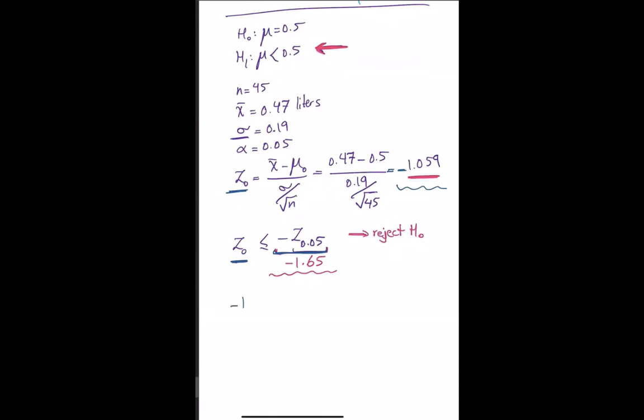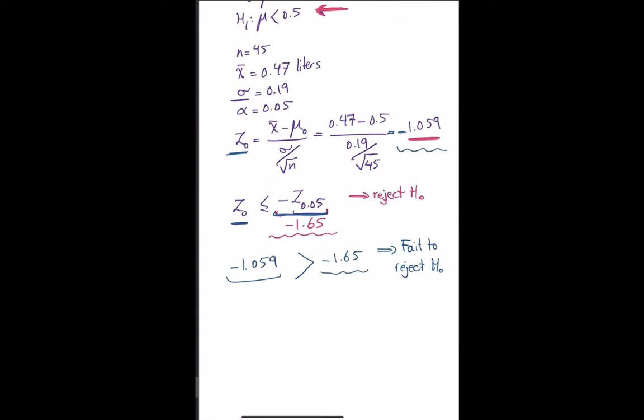So the value of the test statistic is minus 1.059. The value of the critical value that you have is minus 1.65. What is the relation between these two? The value of the test statistic is greater than your critical value. As a result, you fail to reject the null hypothesis.